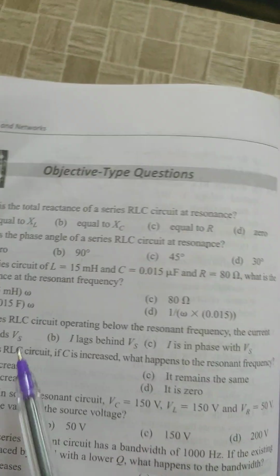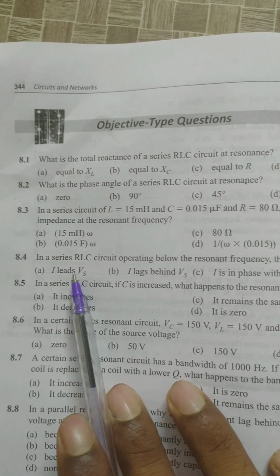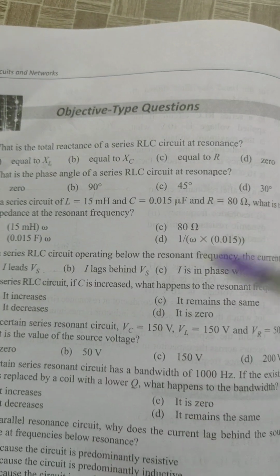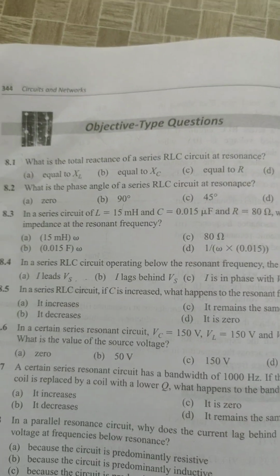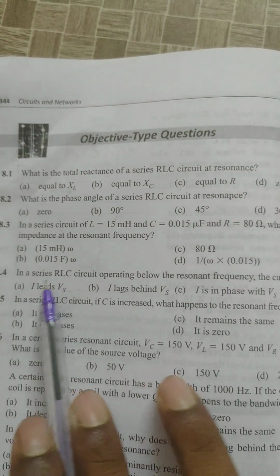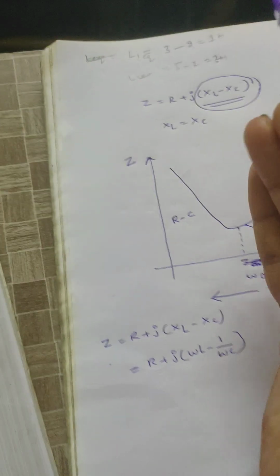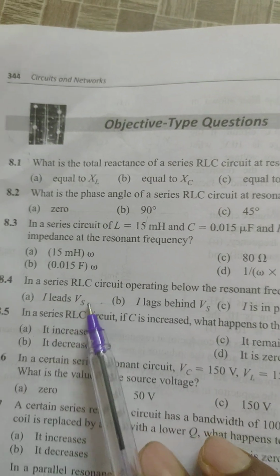That means current leads voltage is the correct answer here. In case of an RC circuit, current leads voltage. Above the resonance frequency, the circuit is RL, where current lags voltage. That means the second option is correct for above the resonance frequency. But here the question asks about operating below the resonant frequency, so below the resonance frequency, current leads voltage.